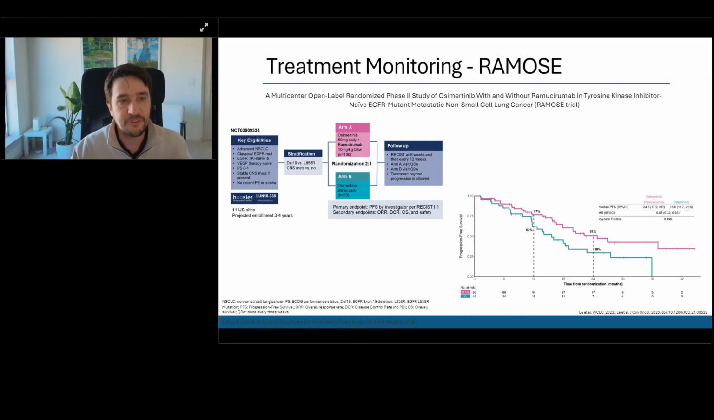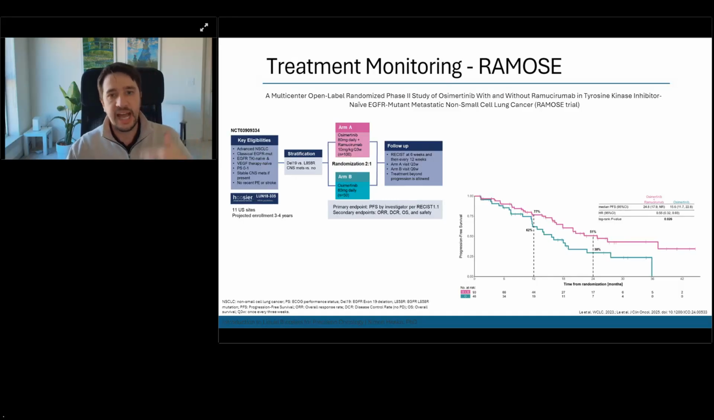And to give you one example of treatment monitoring, I would like to introduce to you the RAMOSI trial. The RAMOSI trial was a multi-center trial where we were testing the combination of osimertinib with or without ramucirumab in TKI-naive EGFR mutant non-small cell lung cancer. And the important thing is the RAMOSI trial, which was published earlier last year, really highlighted significant improvement in progression-free survival when osimertinib is combined with ramucirumab, making this a very, very interesting clinical data that we have there.